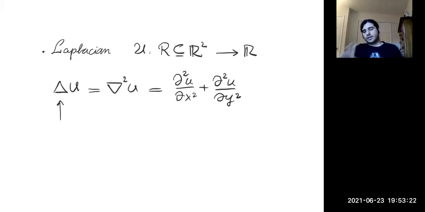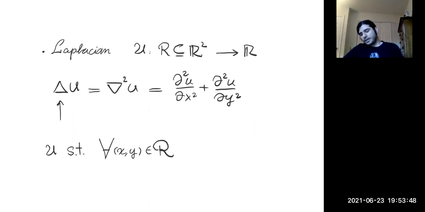Sometimes in some books you might see it defined as the negative of what we have here. That's kind of a convention; it's different in different places. Now, I'm interested in this section. We are interested in functions u such that at any point x and y in the domain, in this region R, the Laplacian of u is equal to 0.